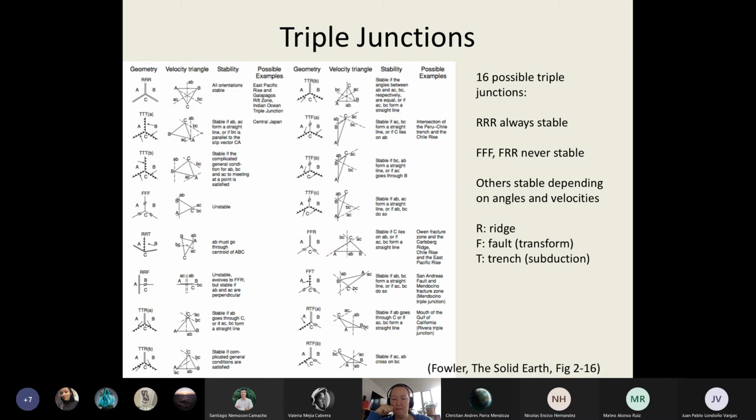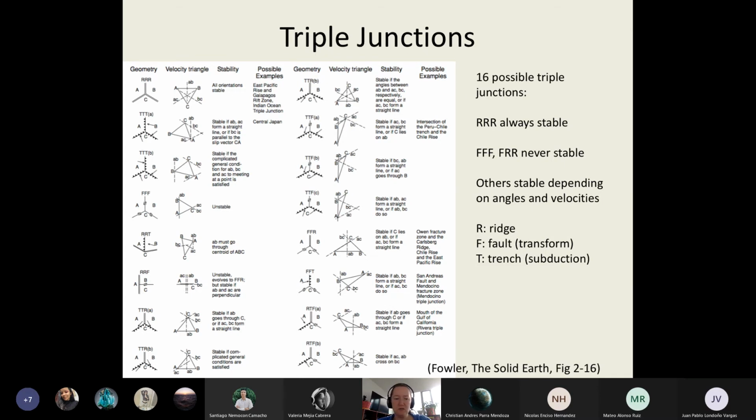These are examples. Basically, there are 16 possible combinations of triple junctions. We have 3 types of boundaries which meet 3 at a time. So we can have, for example, all ridges, all faults, or all subduction zones. Or I can have one of each kind, or 2 ridges and a fault, or 2 ridges and a subduction zone. So it's actually 16 possibilities. If we want to know how long they'll last, we have to do a stability analysis. Some of them are always unstable, some of them are always stable, and some of them depend on the velocities.